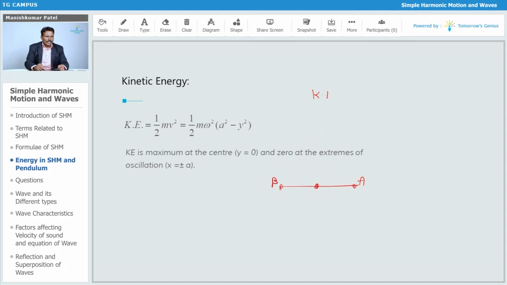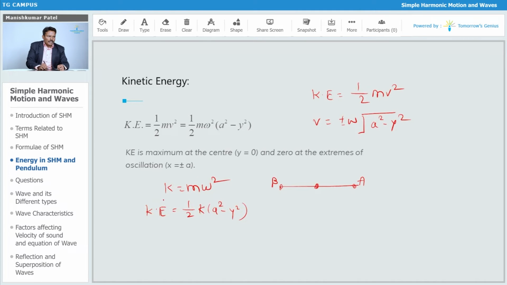And what we know about the kinetic energy is, obviously, half mv square. So v is equal to plus or minus omega square root of a square minus y square. Taking the square of that, you will get half m omega square (a square minus y square). Further you can write k is equal to m omega square. So the kinetic energy becomes half k (a square minus y square). So that is the expression for the kinetic energy.